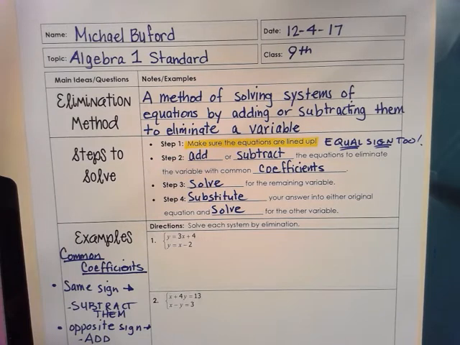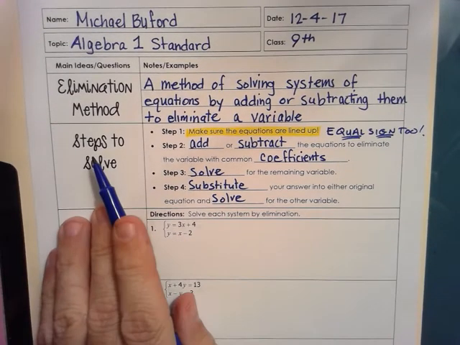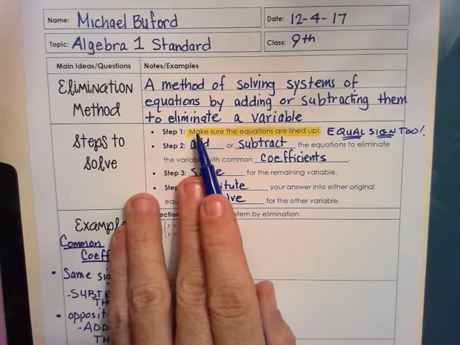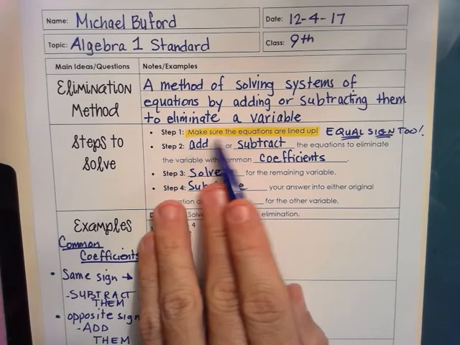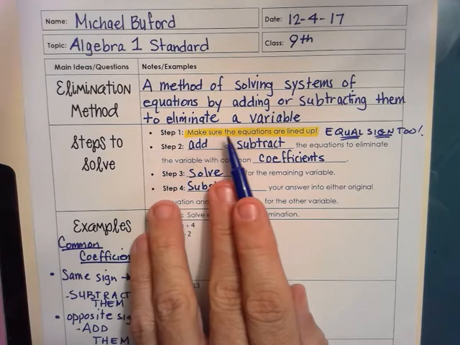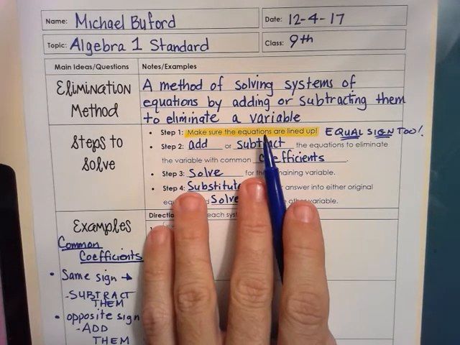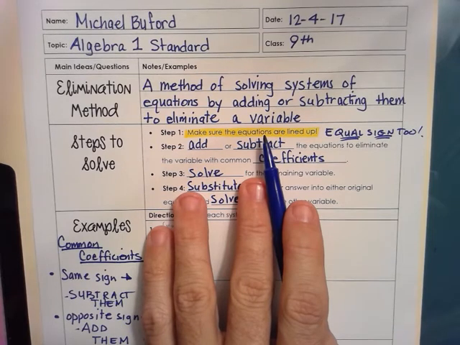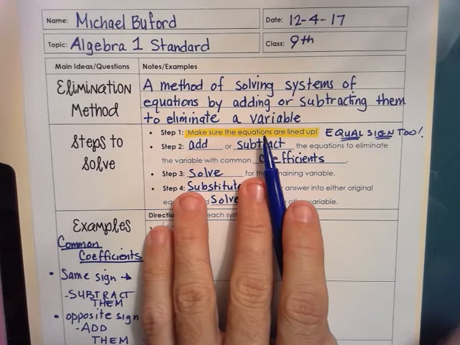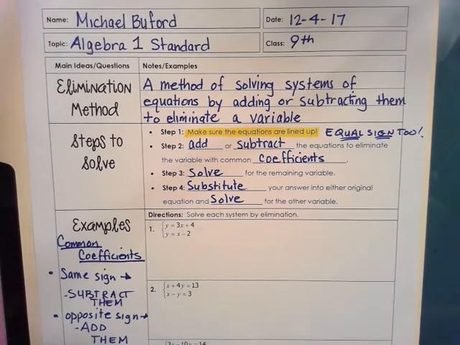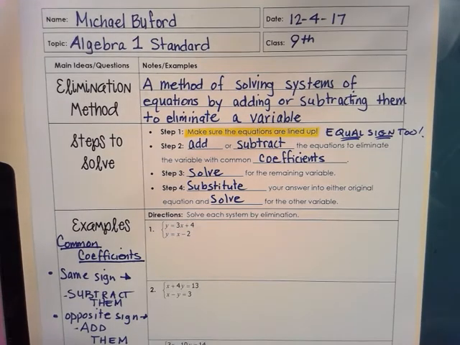Okay. Now that you've gotten this copied down, we're going to talk about the steps to solve. And step one is probably one of the most important things you need to pay attention to. I highlighted it because you need to make sure that the equations are lined up, meaning your x variables are on top of your x variables, your y variables are on top of your y variables, as well as the equal signs too. The equal signs should be on top of each other so that you have everything in the right place when you're working.